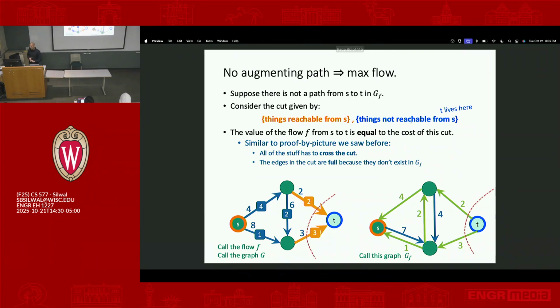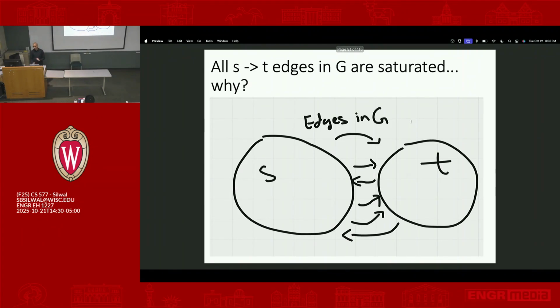And now the main idea, and I'll give you more detail in a bit, is if I consider that cut, the cut is defined by the things that I can reach from S and the things that I cannot reach from S. But now I look at the cut in the original graph. This graph, G sub f, is just helping me figure out what a good cut is. But of course, I have to look at the original graph. G sub f is just something we created in our heads, but the original graph is what we care about. Then that cut is going to tell me that the flow value is large, okay? That's the main idea.